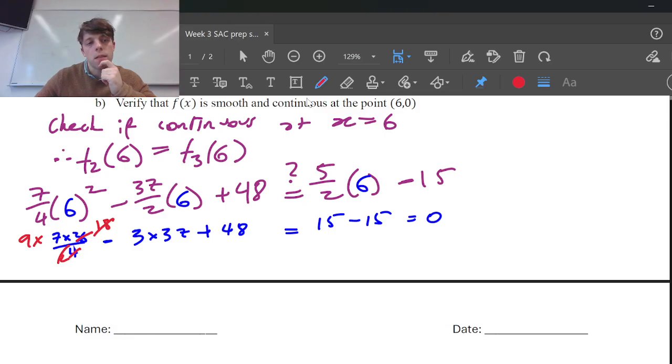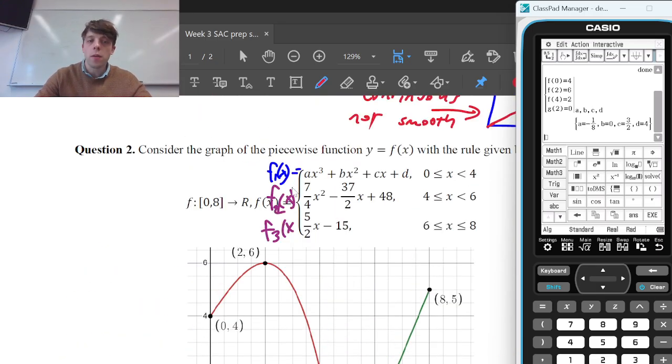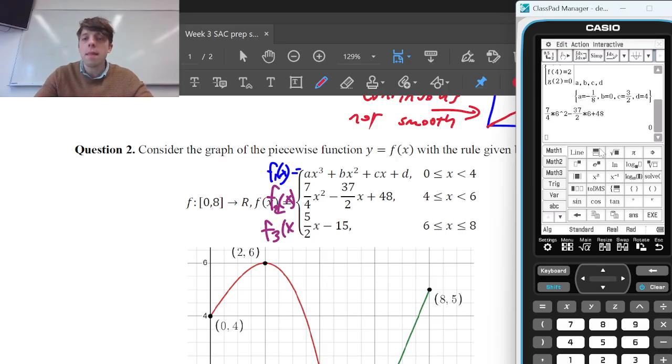I think it is, that a multiple of 13? I think I'm going to have to unfortunately reach for the calculator for this one. So let's just see if we can double check it. What I'm doing is writing out this equation here. So this is 7 over 4 times 6 squared minus 37 over 2 times x, so times 6 plus 48. Okay, and that is in fact 0.